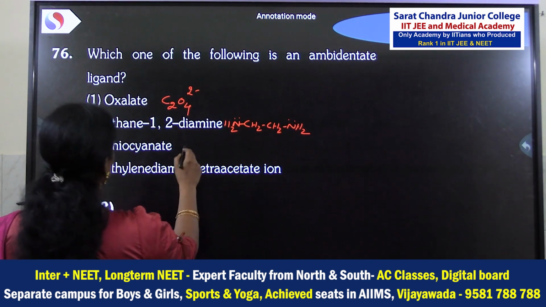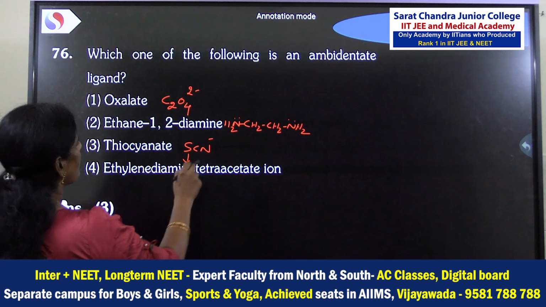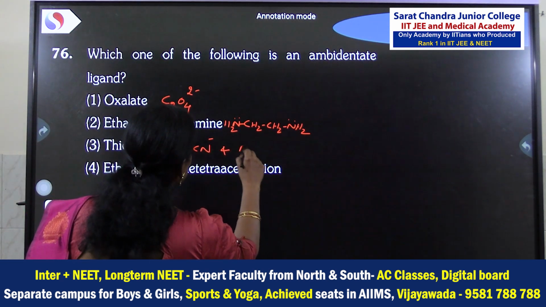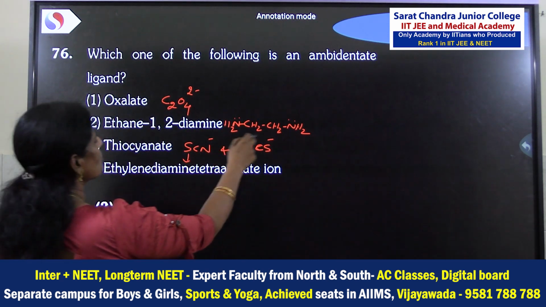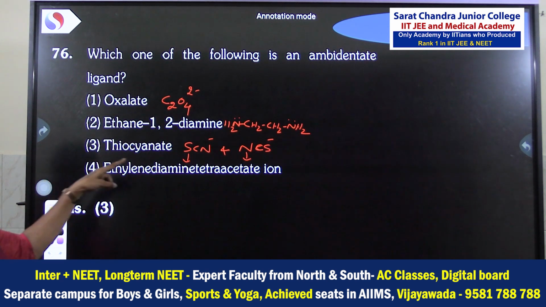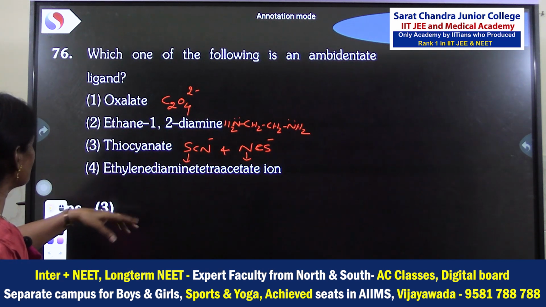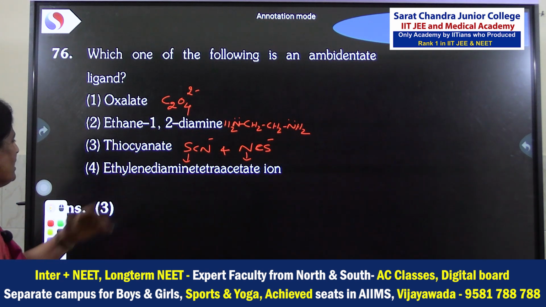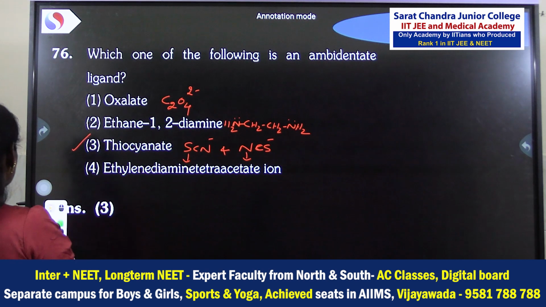And thiocyanate, SCN minus. In this the donor atom is sulfur. And NCS minus, isothiocyanato. In thiocyanato, sulfur is the donor atom; in isothiocyanato, nitrogen is the donor atom. So there are two possible donor atoms in thiocyanate, but at a time it can coordinate with only one donor atom. So it is an ambidentate ligand. Ethylene diamine tetraacetate ion, EDTA, is a hexadentate ligand, but it is not an ambidentate ligand. Therefore, the correct option is the third one.